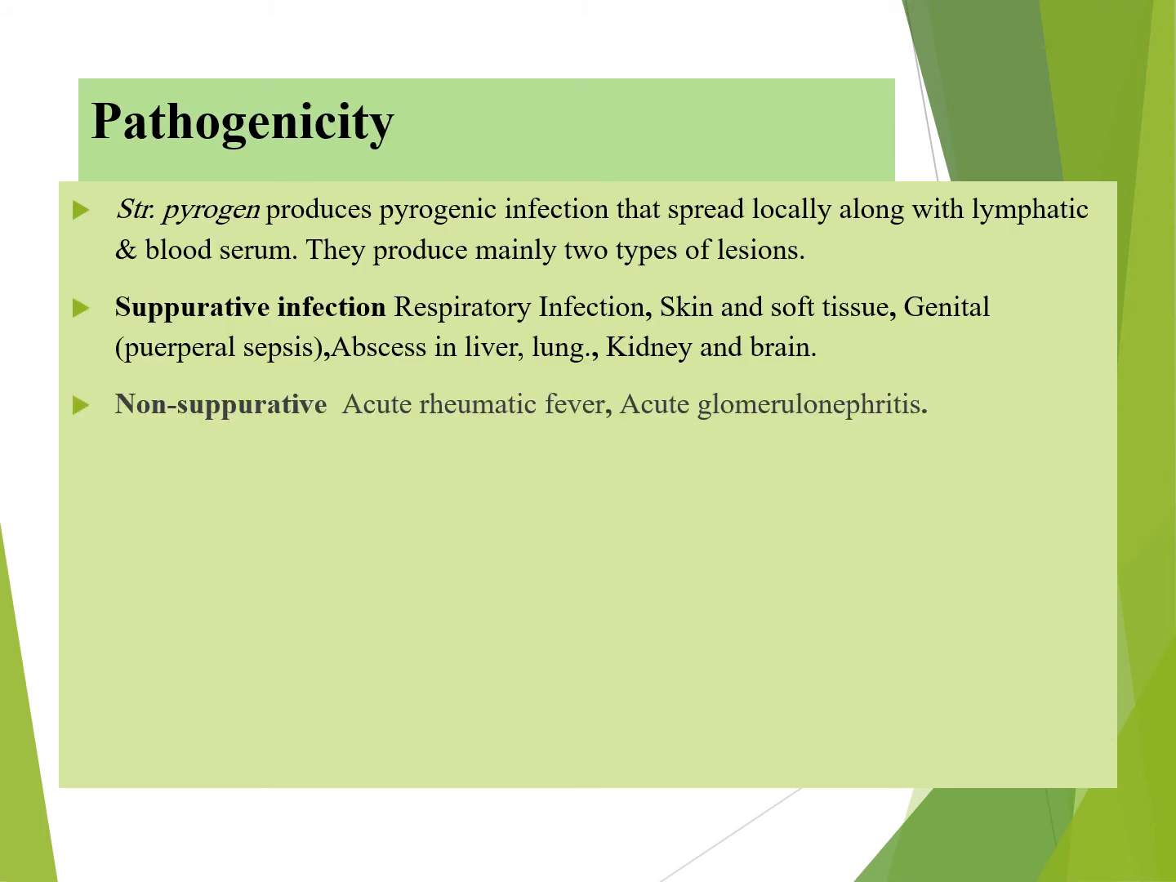Pathogenicity. Streptococcus pyogenes produces pyogenic infection that spreads locally along lymphatics and blood serum. They produce mainly two types of lesions: suppurative infection, like respiratory infection, skin and soft tissue, genital, peripheral sepsis, abscess in liver, lung, kidney, and brain; and non-suppurative, like acute rheumatic fever and acute glomerulonephritis.